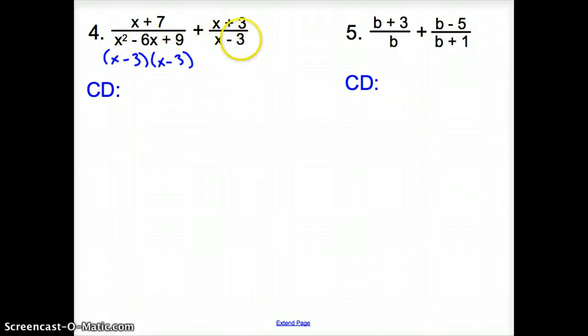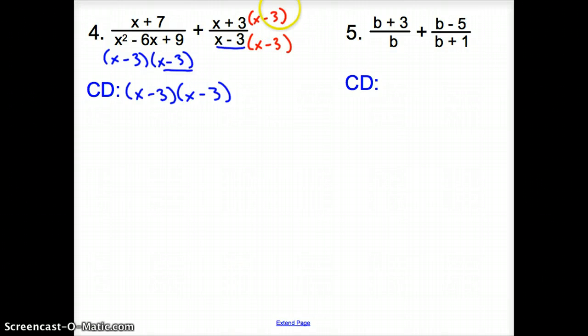I can't factor anything over here. So our common denominator, here and here we have 1 x minus 3. We also need another guy, and that's going to be x minus 3. So our common denominator is going to be x minus 3 times x minus 3. What do I need here? Do I need anything here? I do not. Do I need something here? I have 1 x minus 3, but I have to multiply another one there.